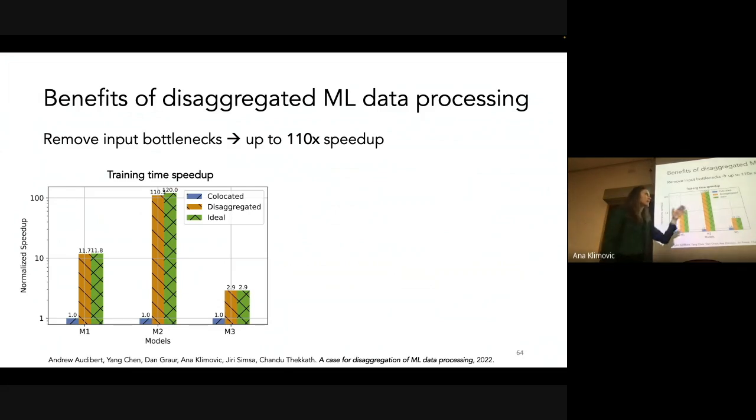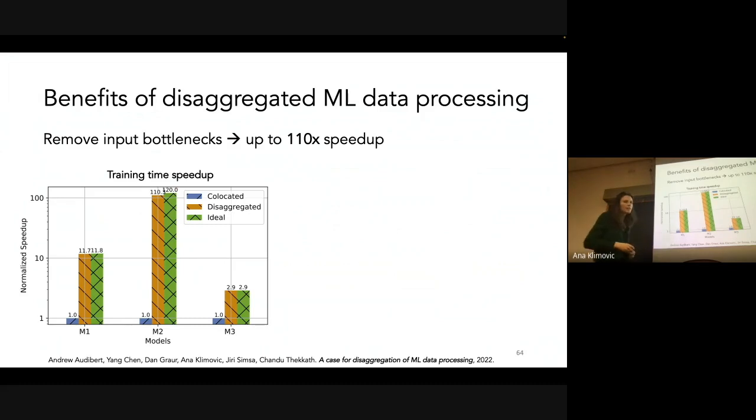The baseline here is co-located data processing. So this would be without using the service, no disaggregation. You're just using whatever local resources you have on the training host. Versus in orange is the case where you enable scaling out data processing. And then ideal is just a sanity check to see, are we reaching how far we could go?